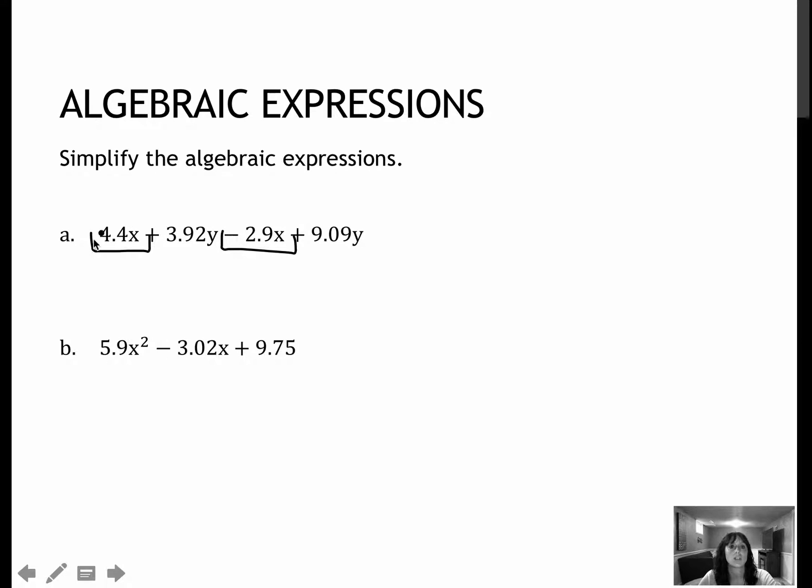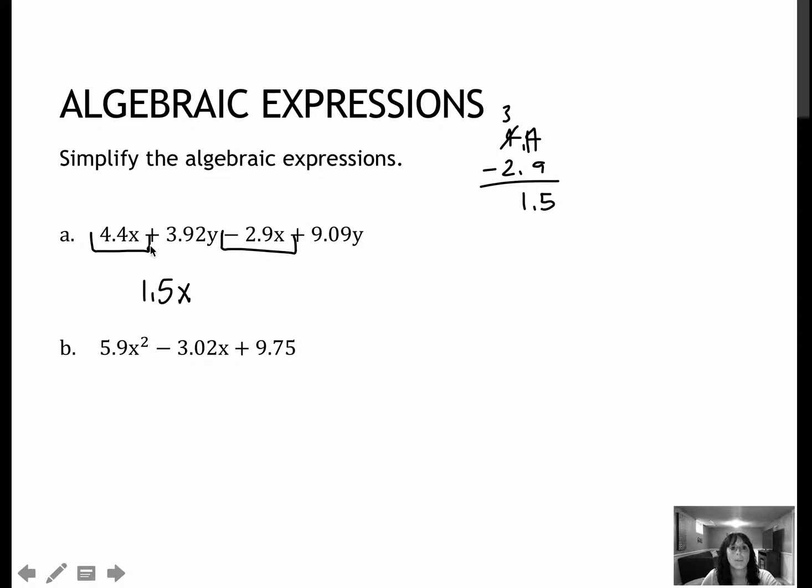So I would combine those two. Obviously this one's subtraction and this one's addition or positive. So I'm going to find the difference between those two. So 4.4 minus 2.9 would give me how many x's I have. I would have to borrow. 14 minus 9 is 5. 3 minus 2 is 1. So I have 1.5 x's.